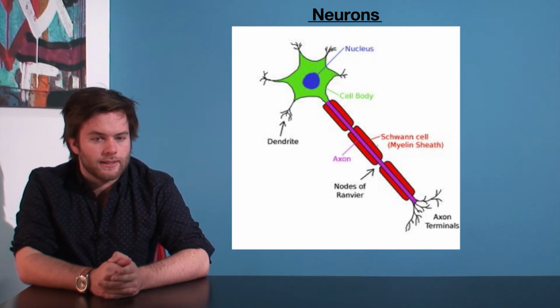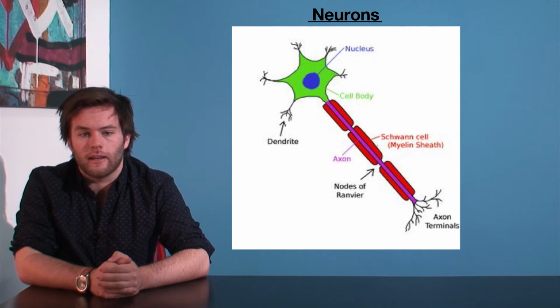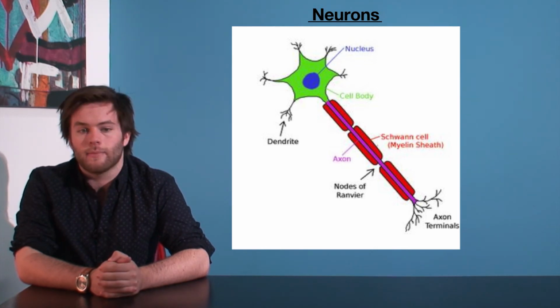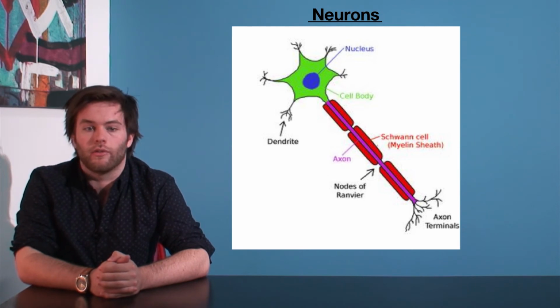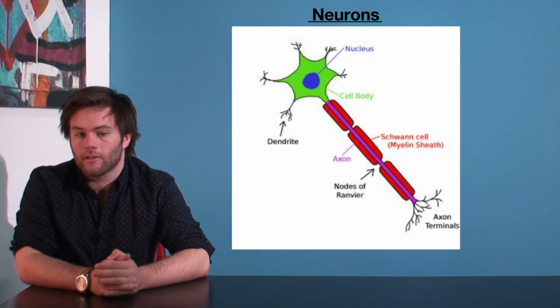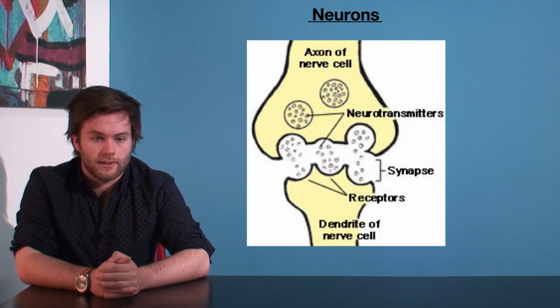It looks a bit like this. The axon of the neuron sending the message, we call this the presynaptic neuron, sends messages across the synapse to the neuron receiving the message, the postsynaptic neuron, via its dendrites.